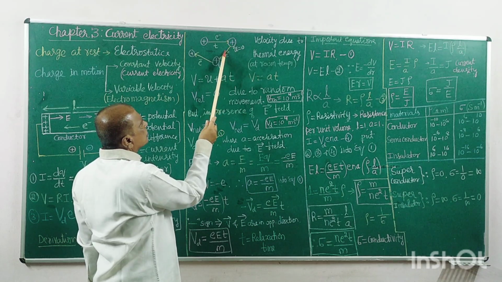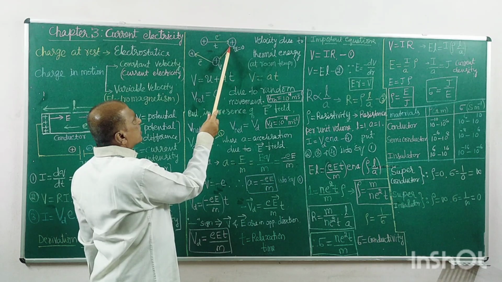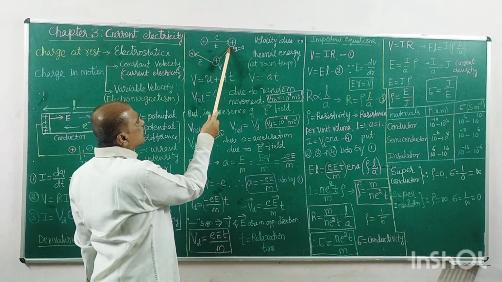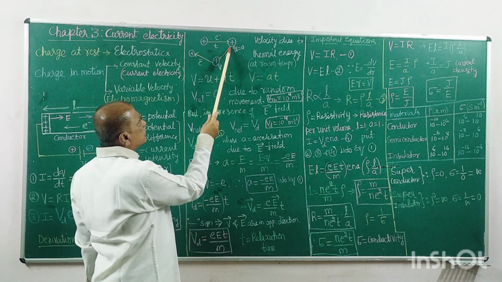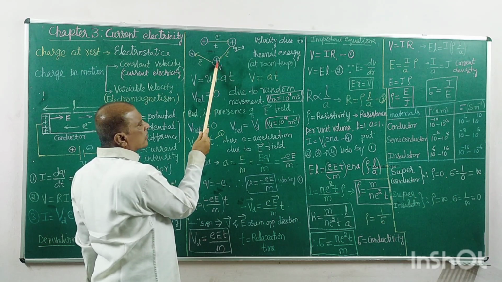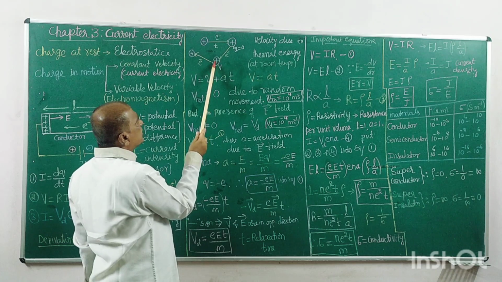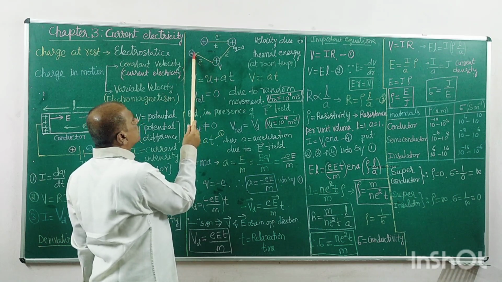Until then, it moves in a straight line. When the electron changes direction after the collision, it moves in this new direction, gains thermal energy, and collides with another kernel. Then it changes direction again, like this. Collide and change direction.